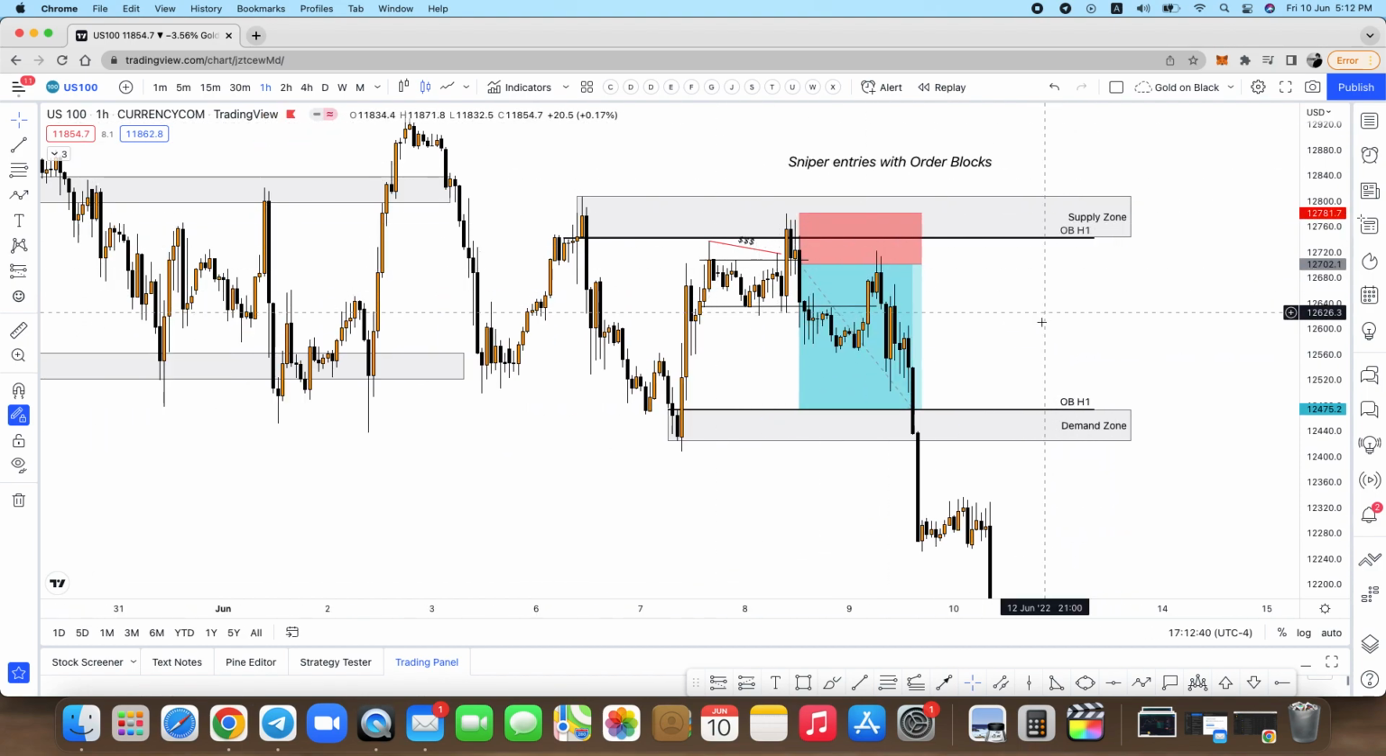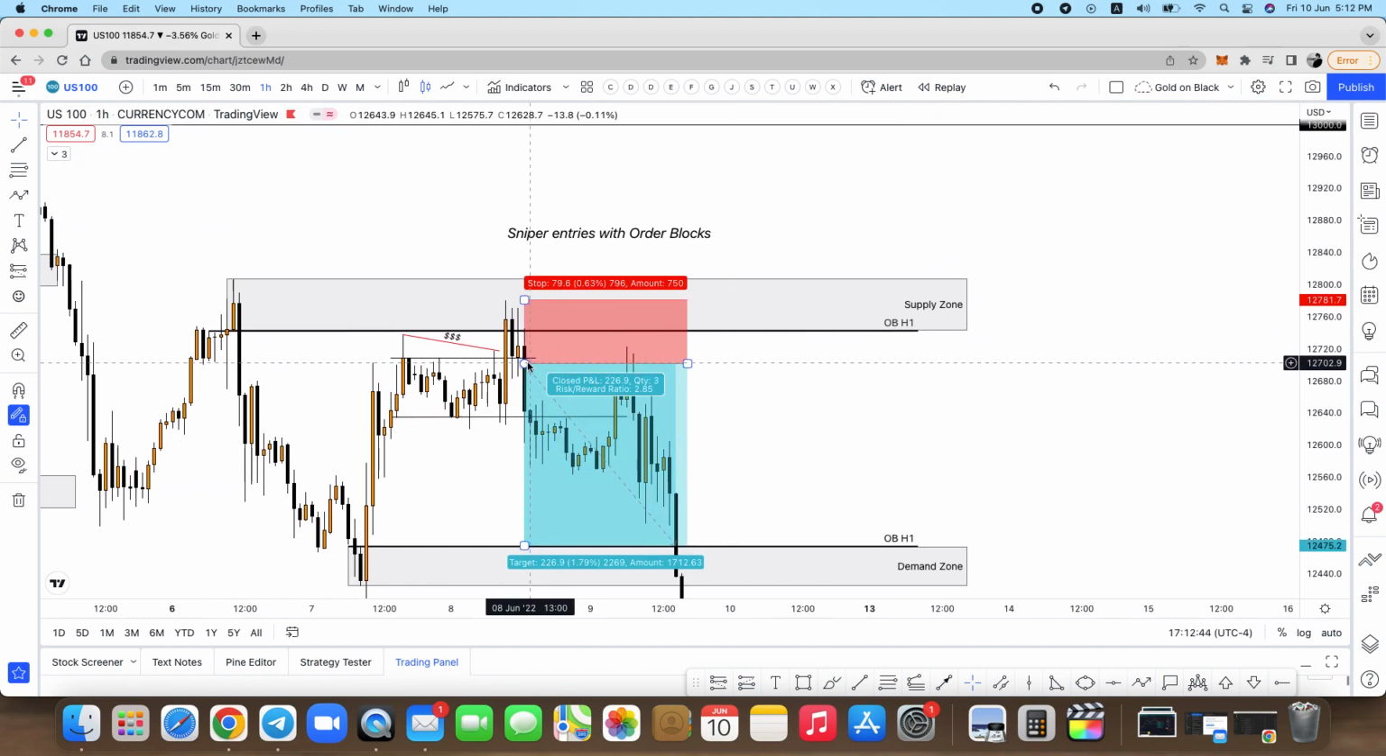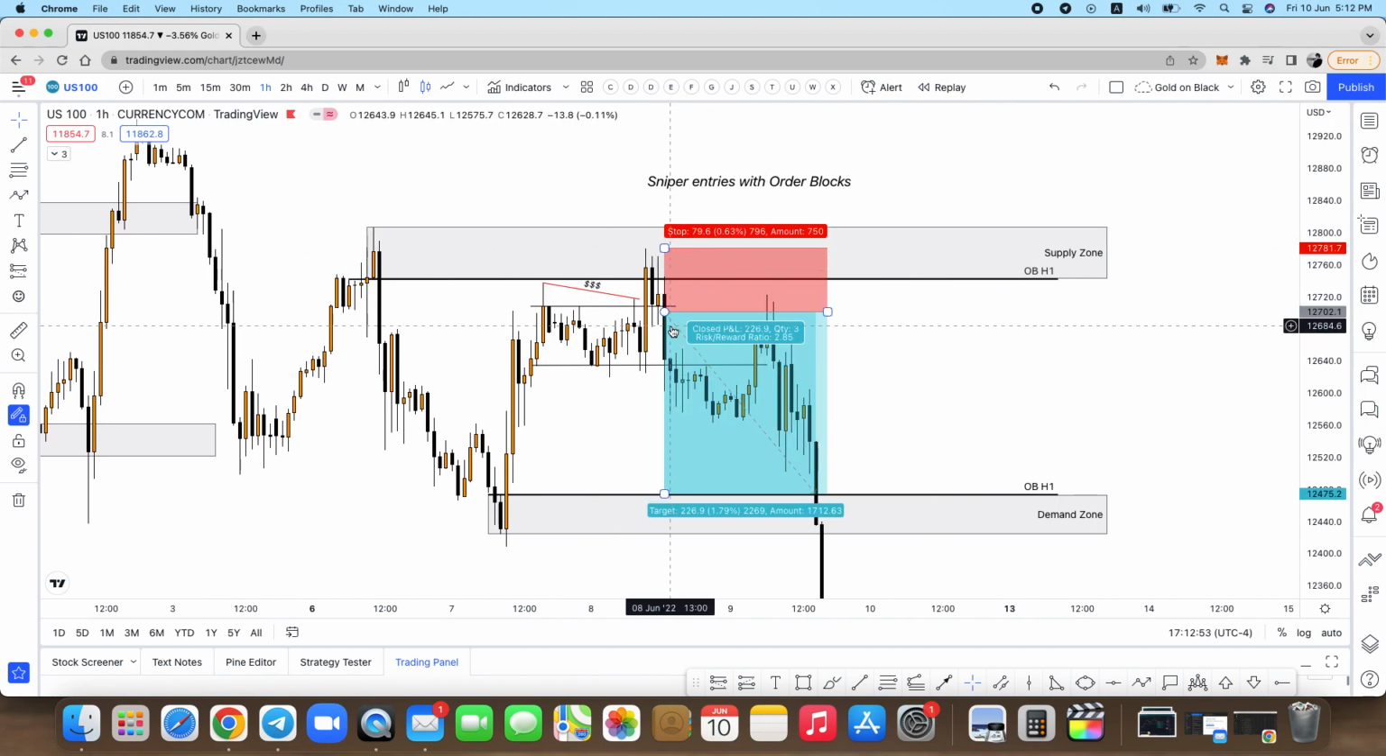So what was the best entry? I entered late on this one. I entered late, right? Because look at where my entry was. This was my actual entry. I placed the stop even here, so it was a wrong entry. But anyway, I get it, it's because I entered late.